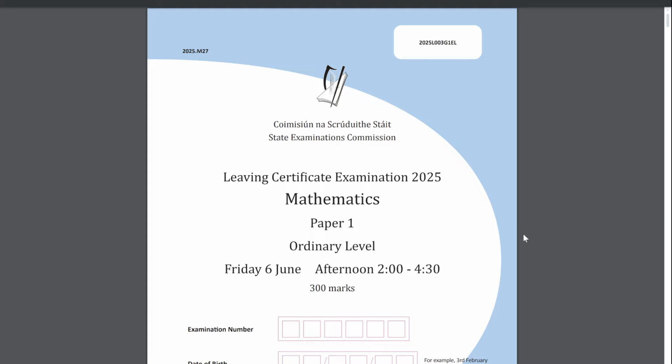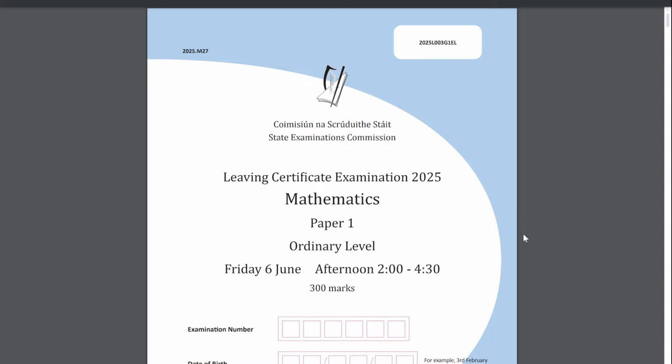Hello, this is my review of the Leaving Cert Mathematics Ordinary Level Paper 1. So I went through the higher level paper for both the Leaving Cert and Junior Cert, so now I just have the Leaving Cert Ordinary paper. I am choosing not to do the Junior Cert Ordinary paper because I don't currently have anyone that I'm tutoring who is Junior Cert Ordinary Level.